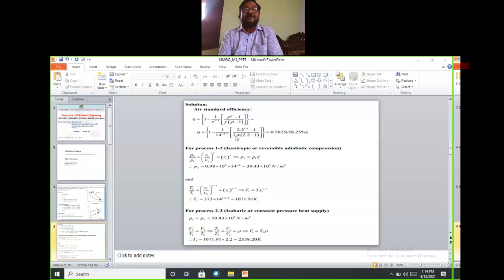After this, you calculate using your calculator. Cp by Cv is 1.005 divided by 0.718, that is the standard value, into 2.2, the cutoff ratio, minus 1. If you calculate this using your calculator, you'll get 0.5825. If you convert it into percentage, you'll get 58.25% efficiency. That is nothing but the thermal efficiency. The first finding is over.